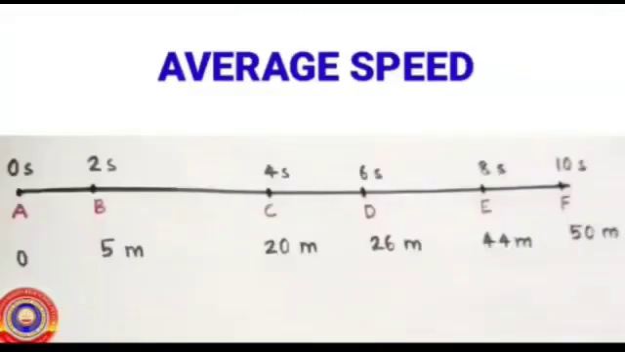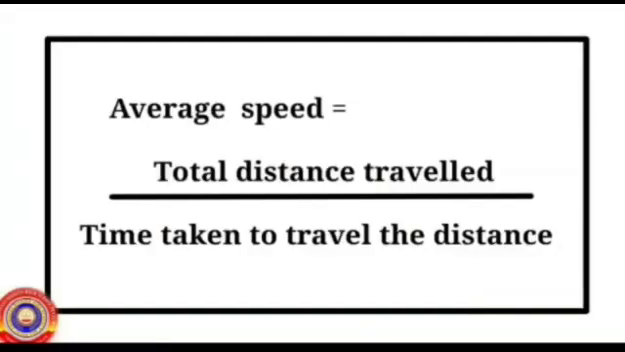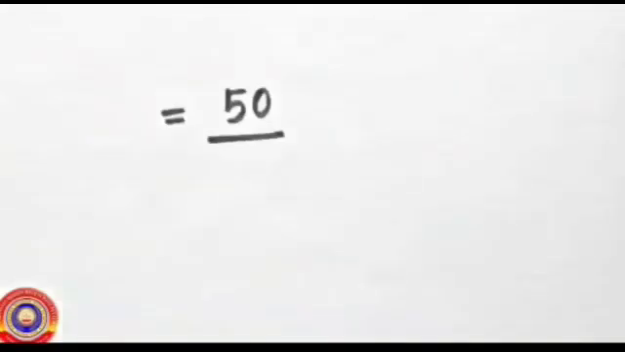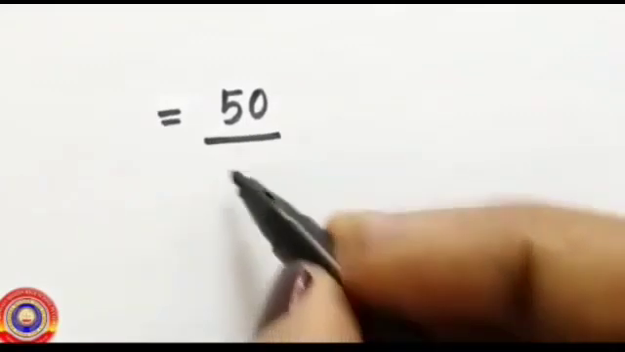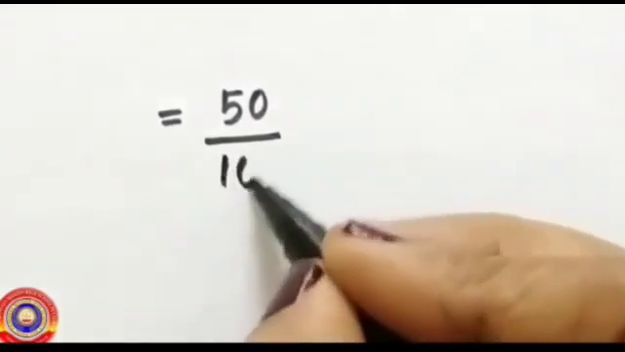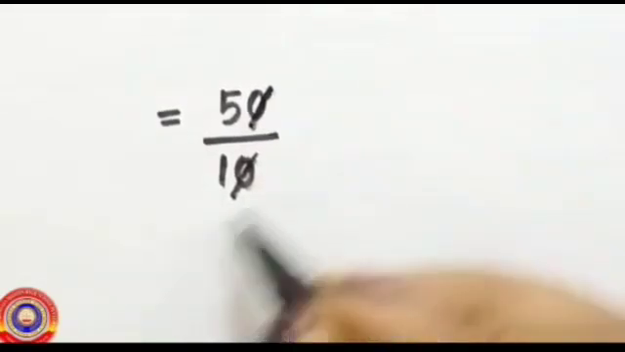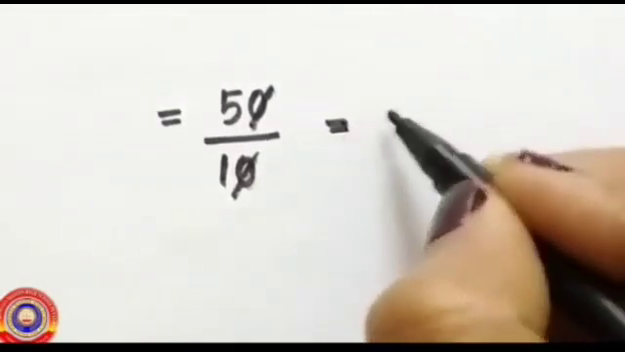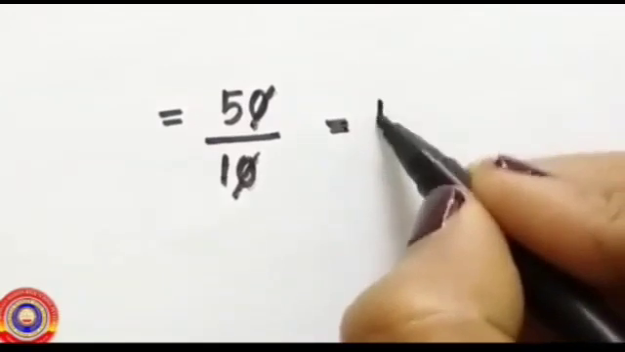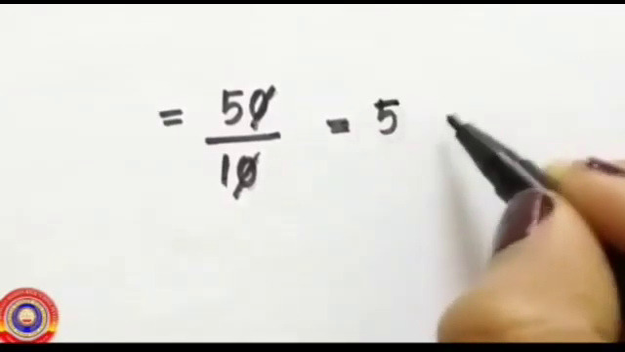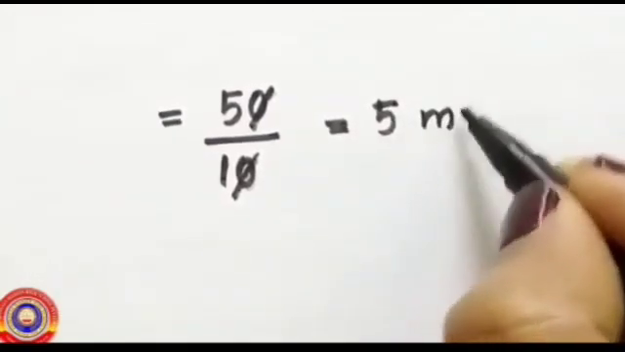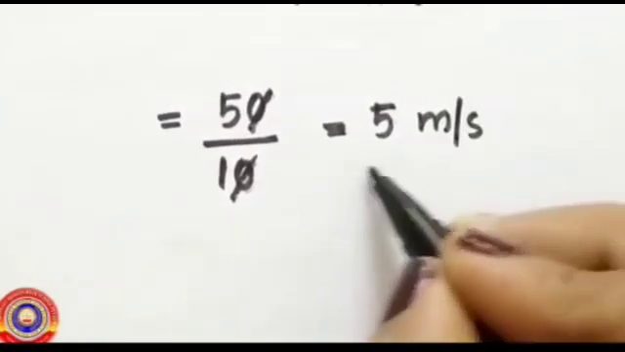This car covers 50 meters in 10 seconds. Average speed equals total distance travelled divided by total time taken. The total distance here is 50 meters and it takes 10 seconds to cover this 50 meters. So average speed equals 50 divided by 10, that is equal to 5. The unit is meter per second. So the answer is 5 meter per second.